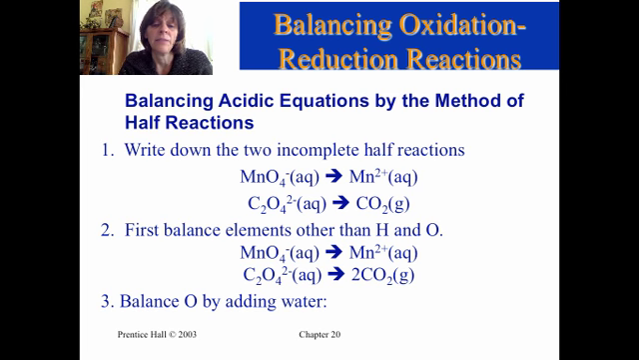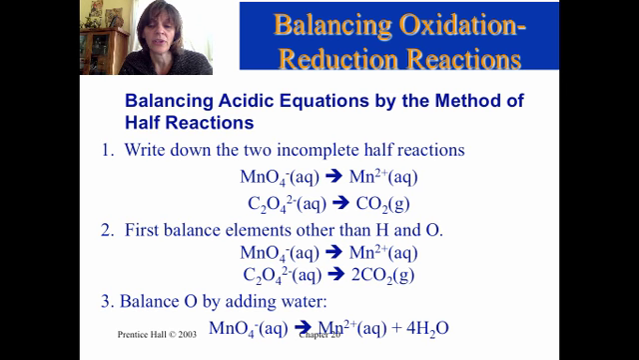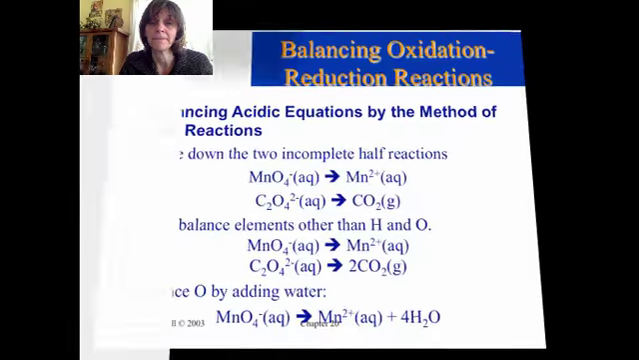Okay, now you can balance the oxygens by adding water, because this is an acidic reaction, so the acid hydrogens are going to react with the oxygens to make water. So in the first reaction, you're going to be able to make 4 water molecules because you have 4 oxygens. And in the other reaction, the oxygens are already balanced.